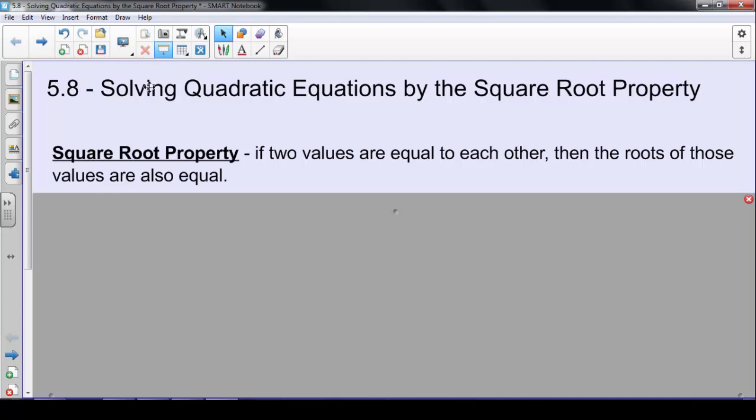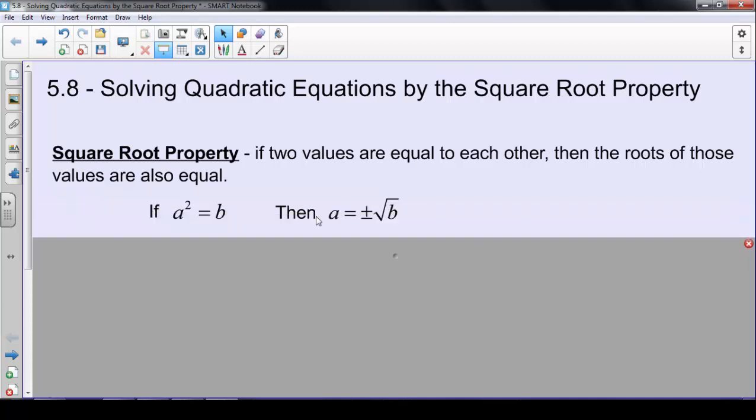So first off, the square root property says that if two values are equal to each other, then the roots of those also have to be equal. So what it's saying is if we know that a squared is the same as b, then if we take the square root of both of those, that has to be the same.